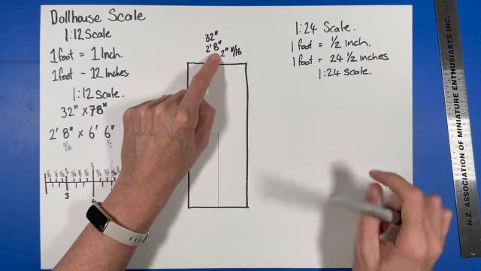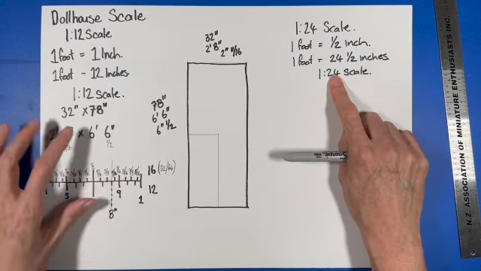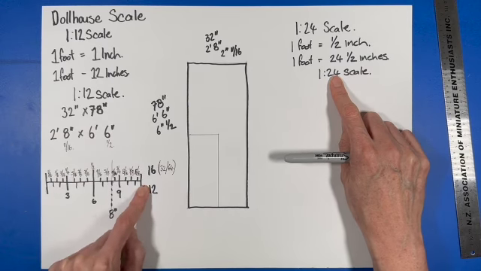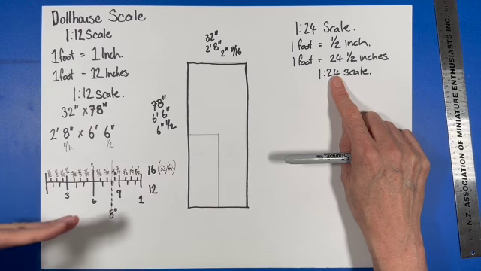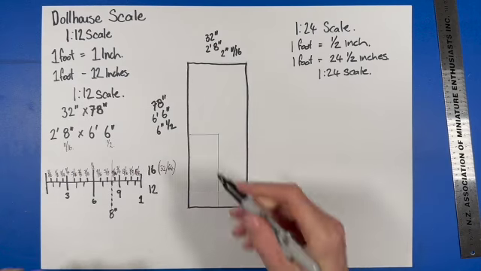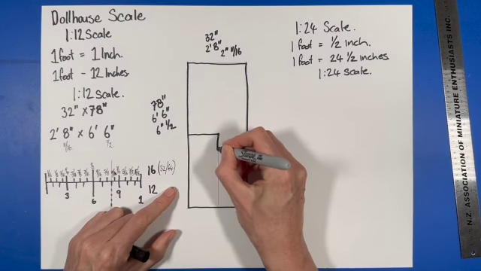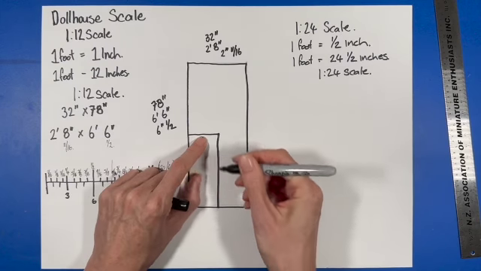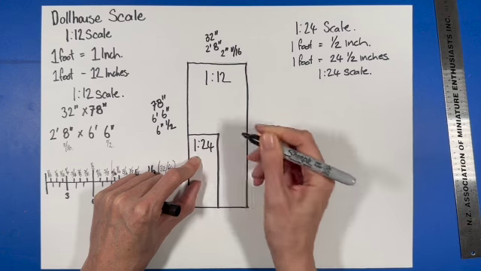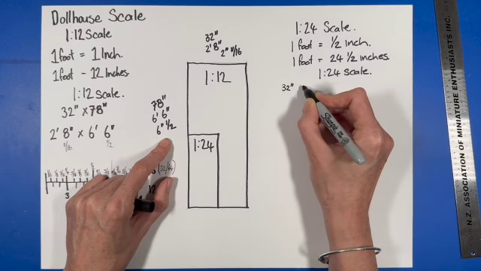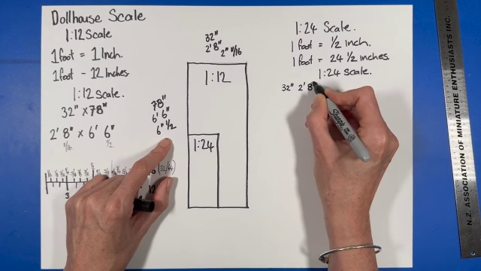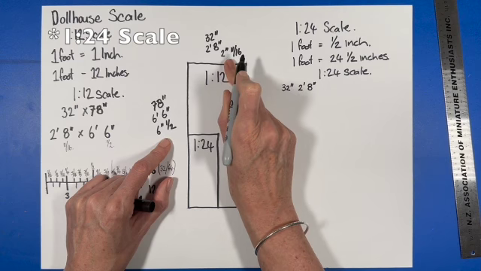So it's basically half of 12. If you're wanting to know where to start, this is a good place to start: start with the 12th scale, and then anything after that can be just halved, or halved again as we get into 48th scale. So this is our half scale. So this is 1/12, this is 1/24.